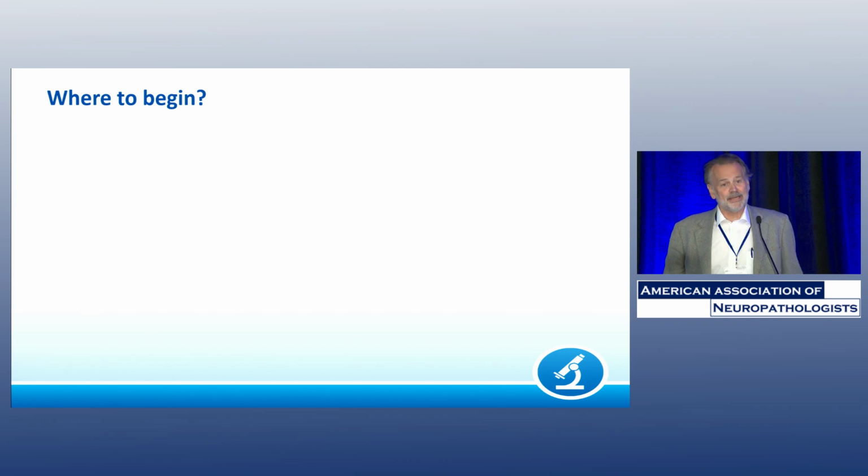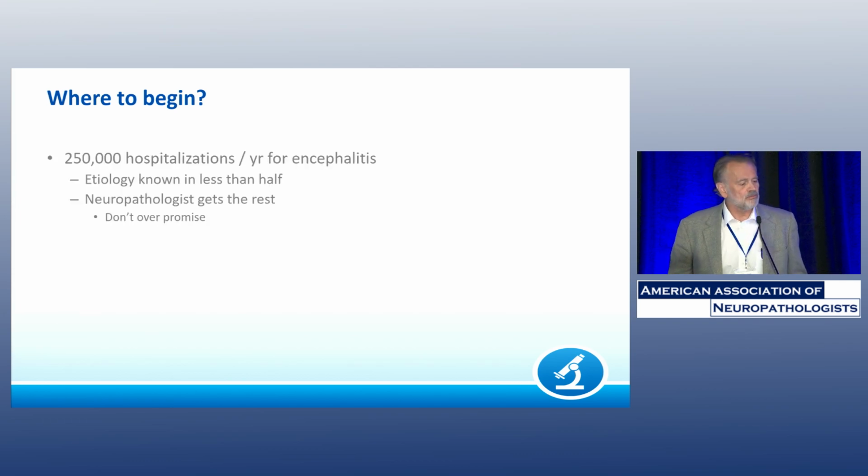So where to begin when a case comes like this? This is basically what the neuropathologist will frequently receive. Now you might think that viral encephalitides are so uncommon that they're not worth focusing too much on, but there are about 250,000 hospitalizations per year for a diagnosis of encephalitis. And the etiology is known in less than half, and actually quite a bit less than half.